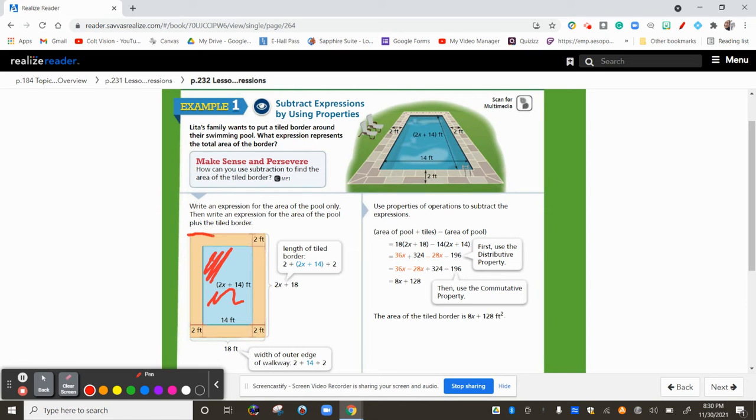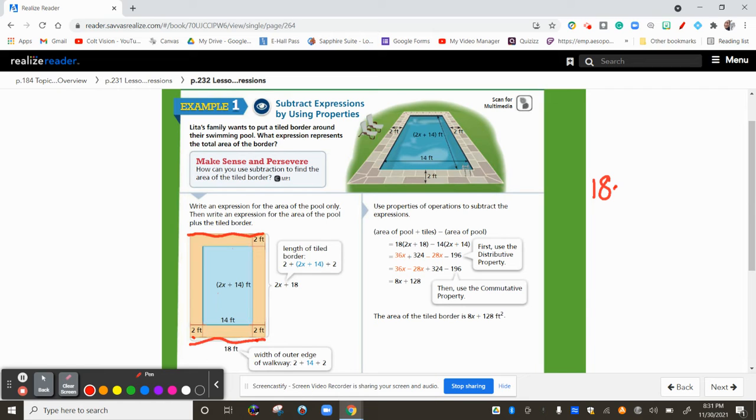Okay. So what is the length of the whole thing altogether? Well, that would be 14 feet plus the 2 feet on each end, so that's a total of 18 feet. So the full length is 18 feet. Then to find the area, times the width. The width would be this dimension here. They're telling us that the width of the pool is 2x, whatever x is, plus the 14 feet.